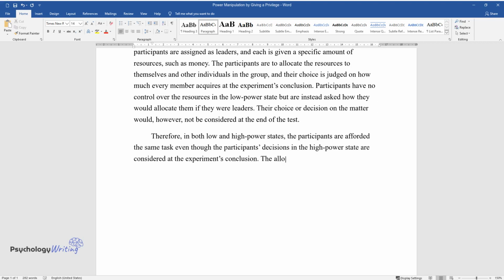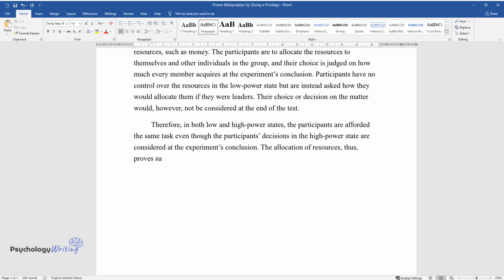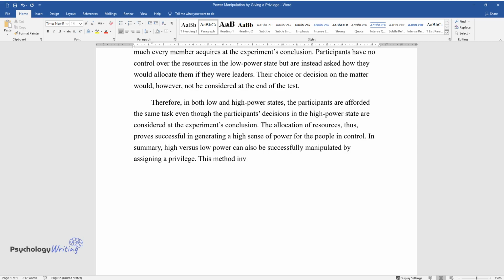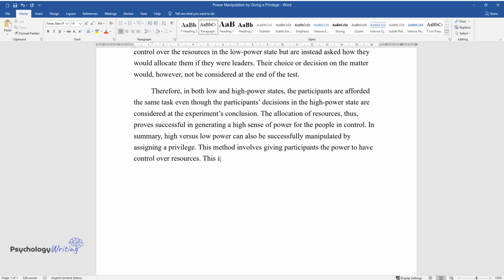The allocation of resources, thus, proves successful in generating a high sense of power for the people in control. In summary, high versus low power can also be successfully manipulated by assigning a privilege. This method involves giving participants the power to have control over resources. This is the sole definition of power.